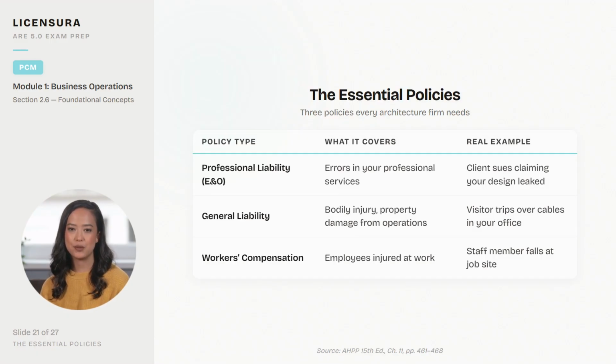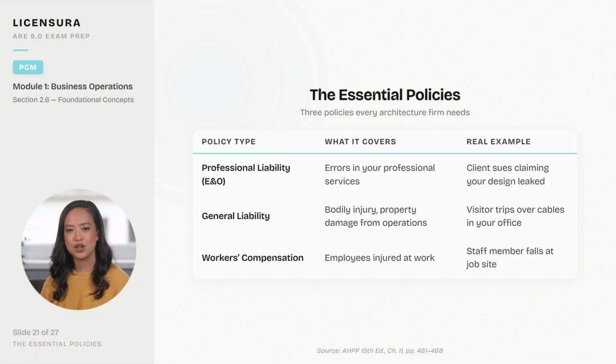Welcome to Section 2.6, Professional Liability Insurance. This is basically the financial safety net between your firm and serious financial trouble. And the first thing you need to understand is that no single insurance policy covers everything. You need multiple policies, and you need to know what each one actually does. Let's start with the 3 essential policies every architecture firm needs.